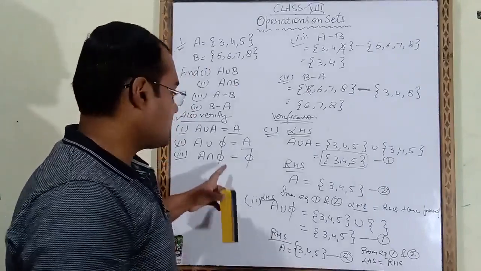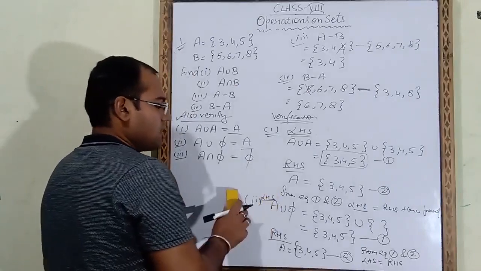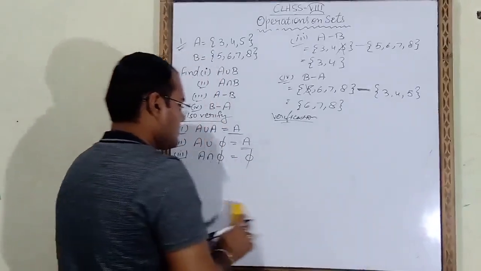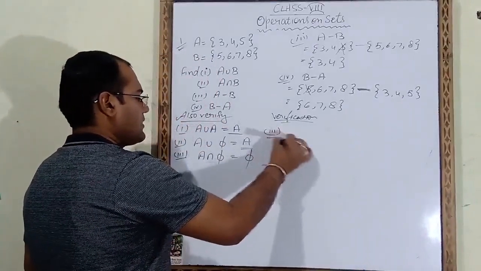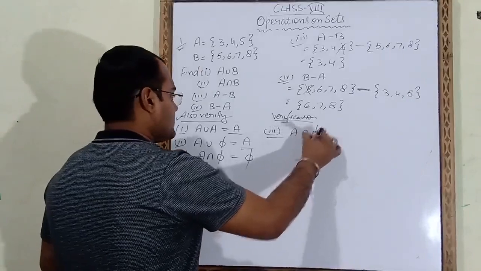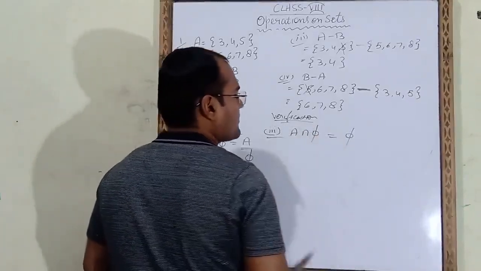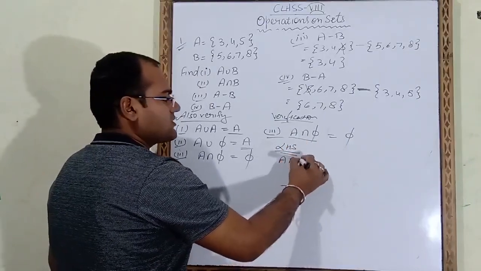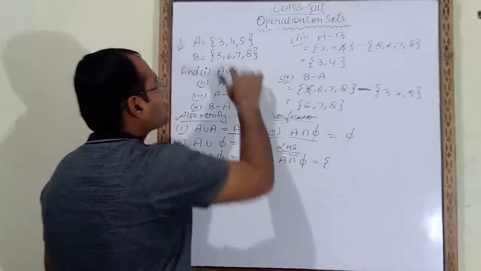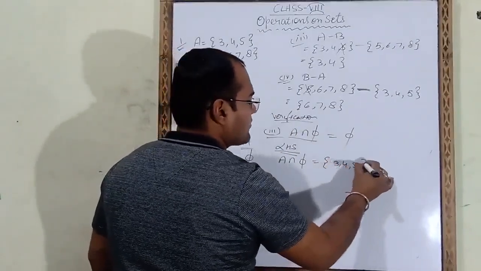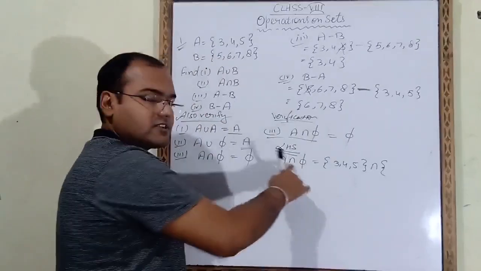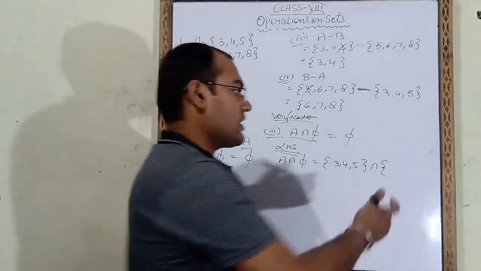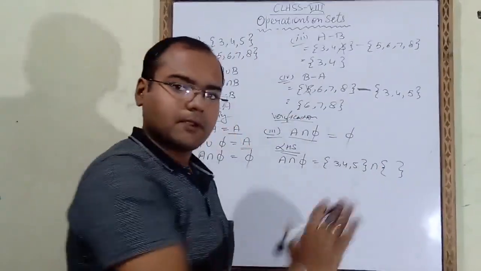One more part is there. See this last part also. The last part is the third part: A intersection phi is equal to phi. Left hand side we will take first. Left hand side is A intersection empty set. So A elements 3, 4 and 5, intersection. After intersection what is written here? Empty set. In the empty set elements will not be there, so we will make an empty bracket.